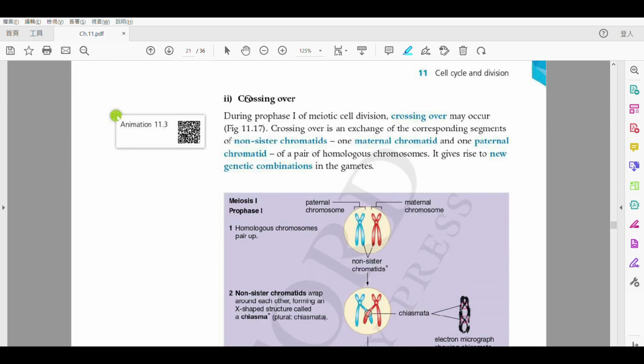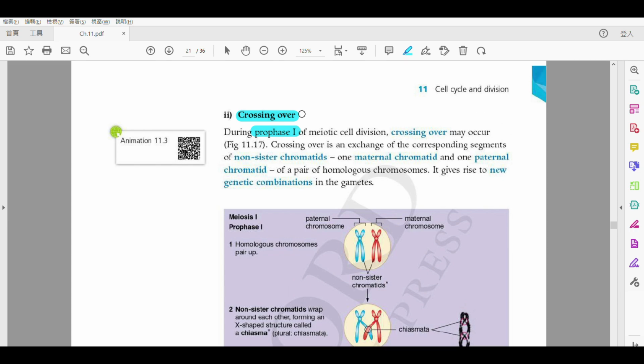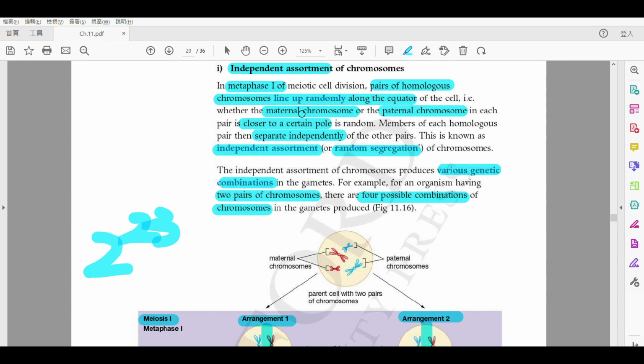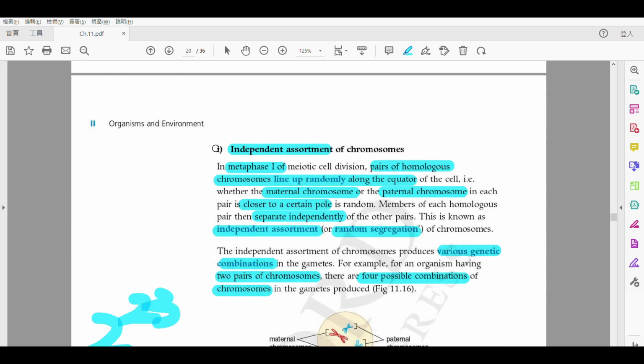So that's all, and then we go on to crossing over. Another very important process is called crossing over. When we talk about crossing over, we need to know it is in prophase. It's better to remember the timing, so just put it down here. This is metaphase, because independent assortment takes place when the homologous chromosomes pair up.